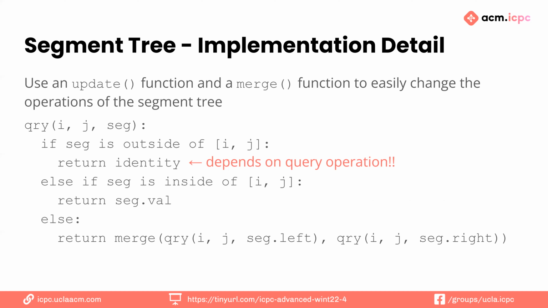If the segment is inside of i and j, then you return the value of the segment. I was just like, add it to the total sum. So we're doing this using recursion. If you're at a parent segment, you take the query value of your child nodes and then you merge them. And then at the root node, you return the merged value of all the query return values. So you're going to have some of these trash values in there. You don't want them to change your final result, so you have to be careful with it.